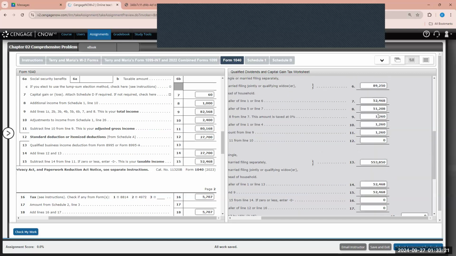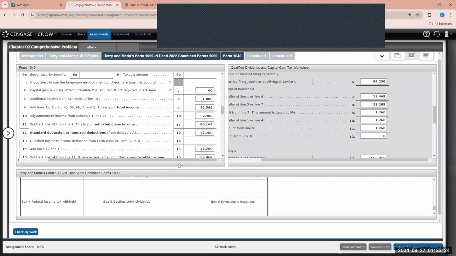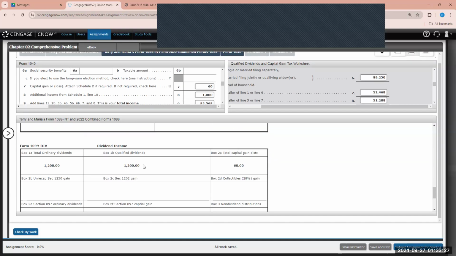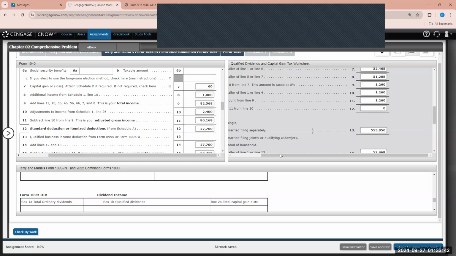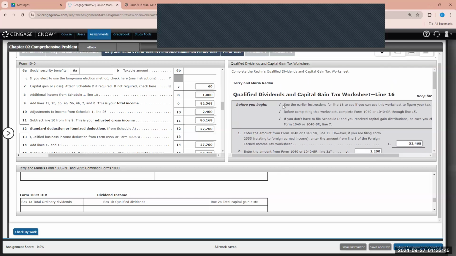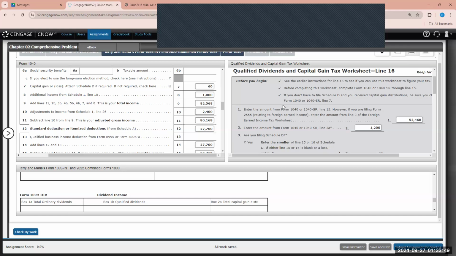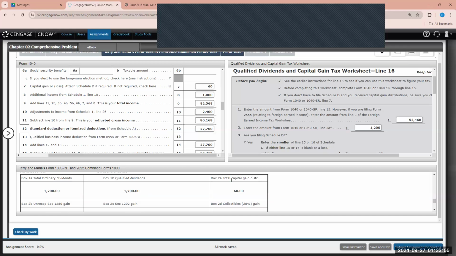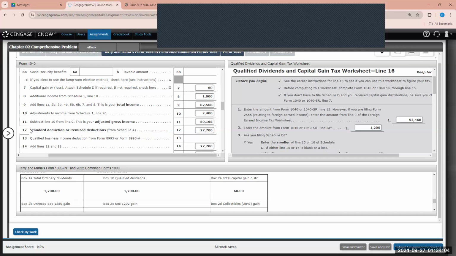The $1,200, which represents the qualified dividends, and the $60 from capital gains distributions, these are taxed at a favorable rate. Hence, we see 1,260. So that is something very important to keep in mind. Again, in the profession, you're not going to need to calculate or complete this form. Rather, the program is automatically going to calculate it on your behalf. But the key thing to keep in mind, again, qualified dividends and total capital gains distributions are treated more favorably for tax purposes. So this brings us again to the end of the Chapter 2 comprehensive problem.